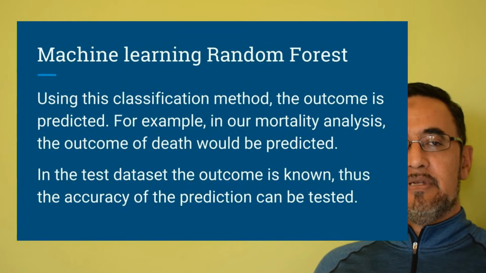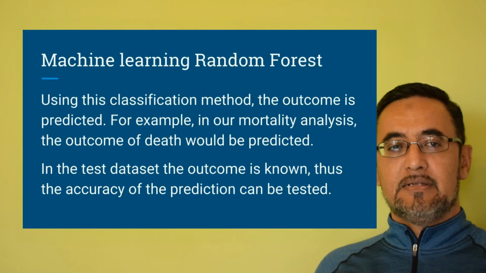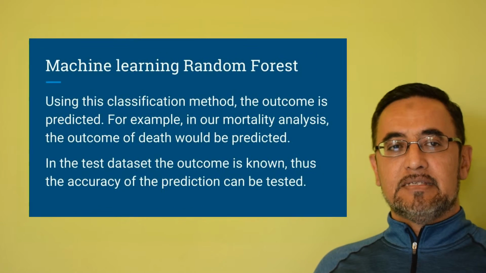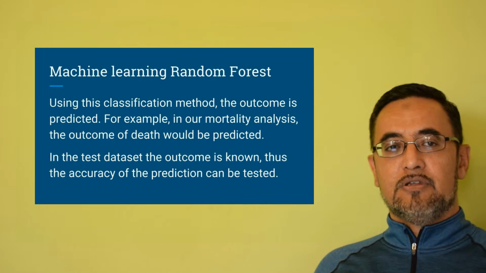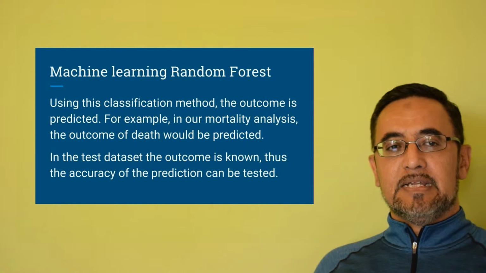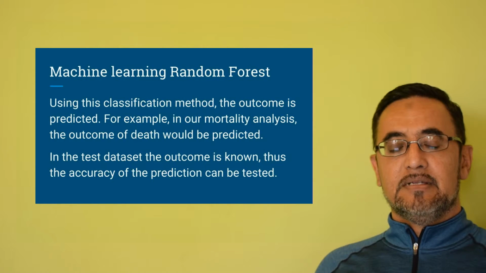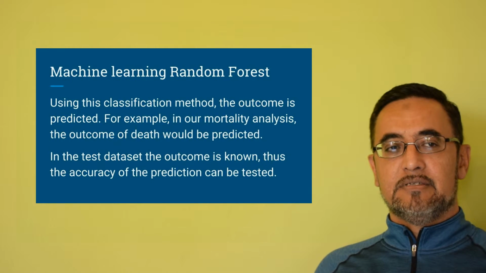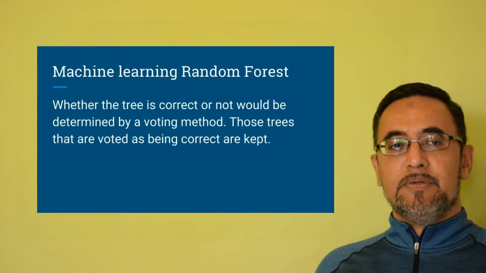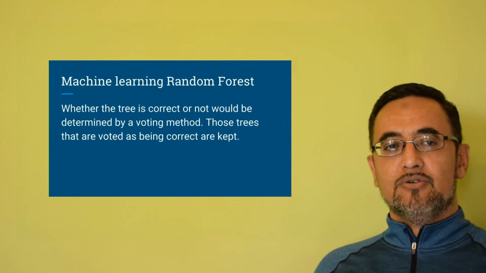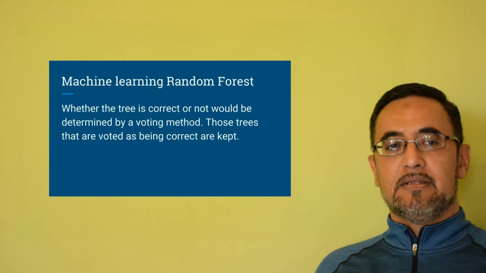In this classification method with random forest, the outcome is predicted using a test data set, or using a training data set. In a mortality analysis, the outcome of death would be predicted. In the test data set, the outcome is known, thus the accuracy of the prediction can be tested. Whether the tree is correct or not would be determined by a voting method. Those trees that are voted as being correct are kept.